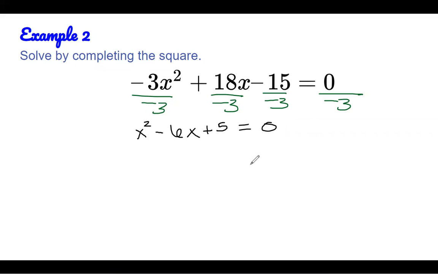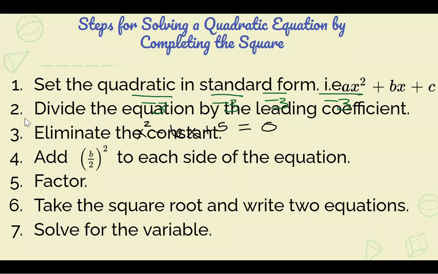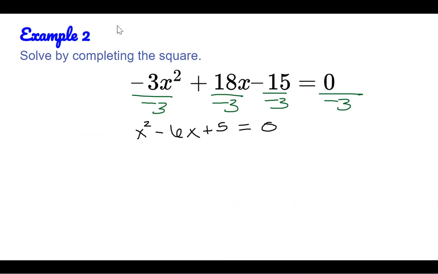Let's see. What do we do next? Joelle, what do we do next? Before we factor, we're completing the square. You could do the power ranger method, but there's another way. We're doing completing the square today. Before we do the b squared, let me go back to my steps. Eliminate the constant, so let's go ahead and eliminate the constant.